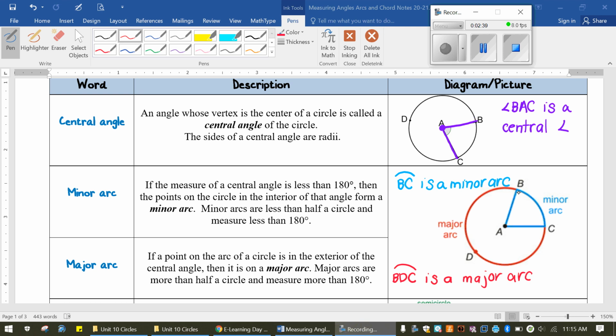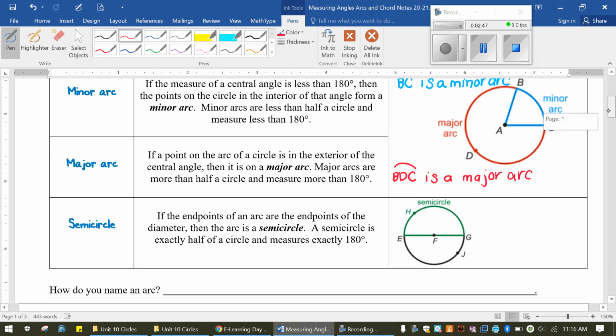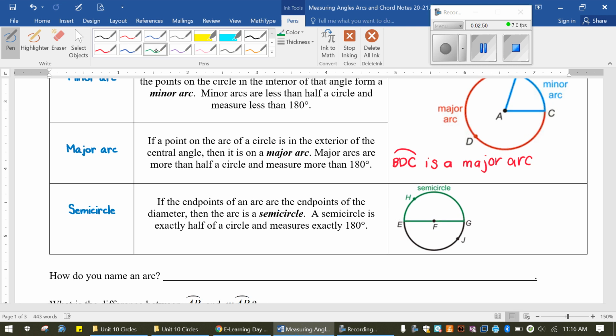All right, so we did if it was less than halfway around, and we did if it was more than halfway around. Now we're going to talk about if it is exactly halfway around a circle. That is what we call a semicircle. A semicircle is if the endpoints of the arc are actually the diameter. There are 2 different ways that you can name this. You can choose the 2 letters, so we can say EG is a semicircle, or you can use 3 letters if you want to. We can say EHG, or we can say GHE. Either one is going to be correct.